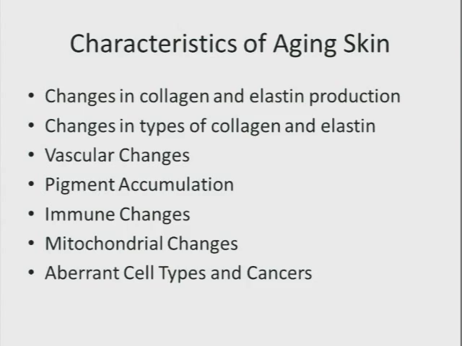Immune changes, inability to fight off infections as well because of lack of immune cells. This is probably a part of the mesenchymal stem cell aspect of skin. Mitochondrial changes, again, you're going to hear it, and you need to learn this at a much greater level than it's been presented in most cases. And then finally, aberrant cell types. Anybody think they know what causes aging?